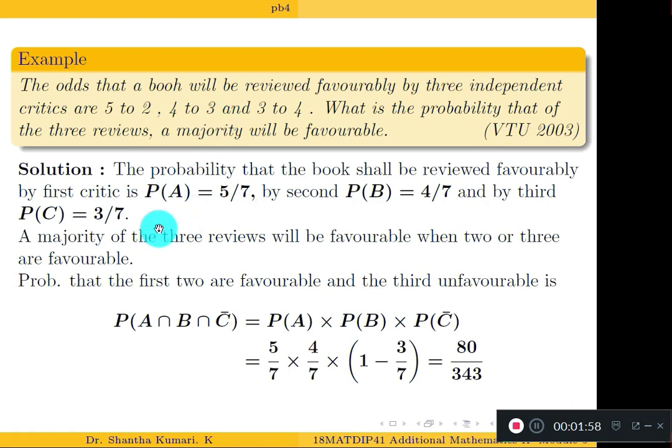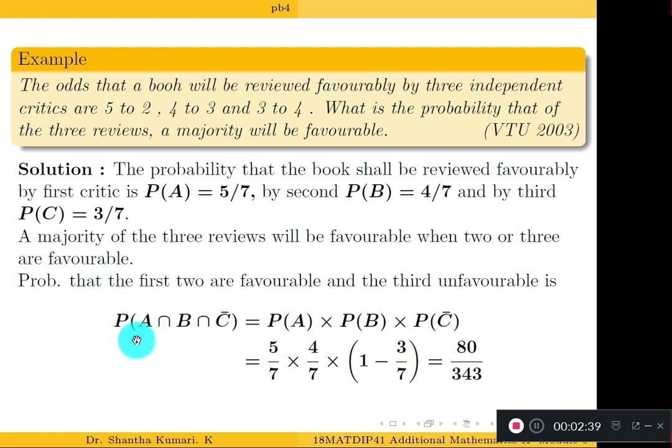Next, the method is same. Out of 3 reviews, majority will be favorable. What is the meaning? Majority will be favorable means, out of 3, either 2 are favorable and 1 is not favorable, or all the 3 are favorable. For example, if you are playing 3 matches, winning in majority of the matches means out of 3 matches, either you will win in 2 matches or all the 3 matches, correct? So same meaning comes here. So majority possibilities I have listed here.